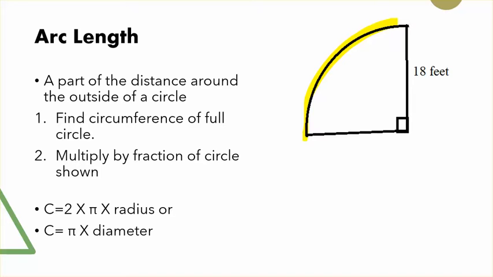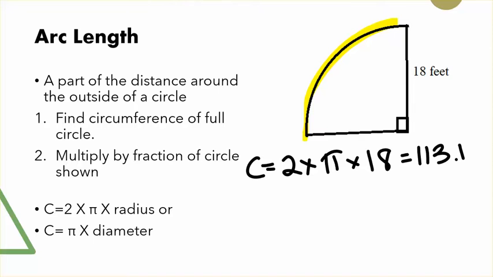Let's check this one out. Okay, my circumference. Well, first I have 18 as a radius. So I know circumference is 2 times pi times radius. So 2 times pi times 18. Using my calculator, that gives me 113.1. But that would be true if I had the full circle. But notice I don't have a full circle. I only have part of it.